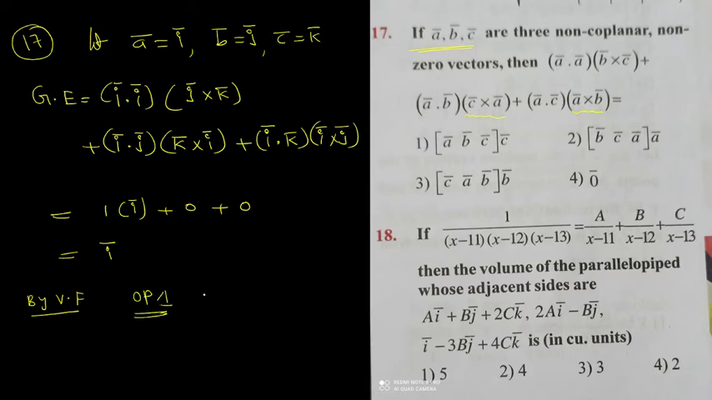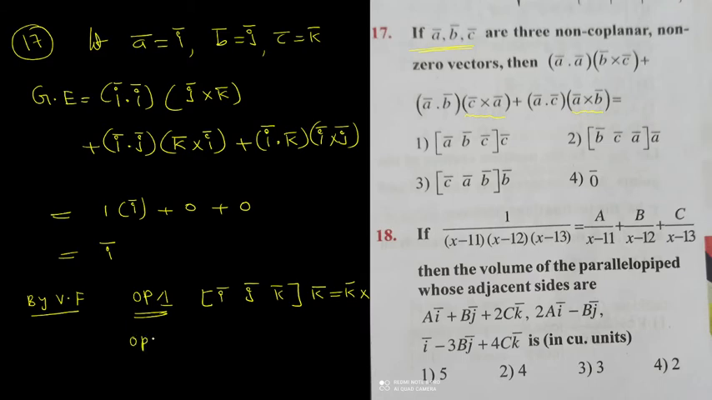Substitute a bar, b bar, c bar as i bar, j bar, k bar. Here c bar means k bar. The box value of i, j, k is 1, and 1 into k bar is k bar. But our answer is i bar. That's why this option is wrong.